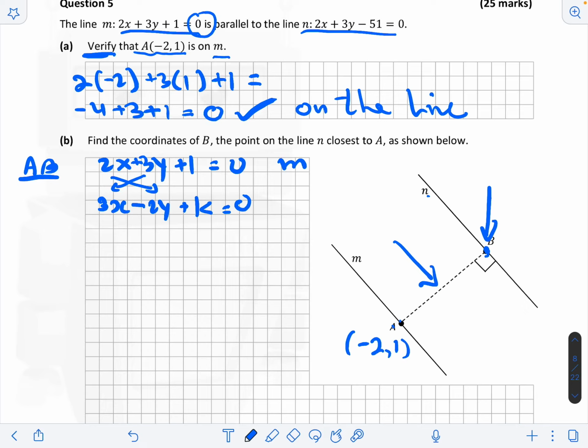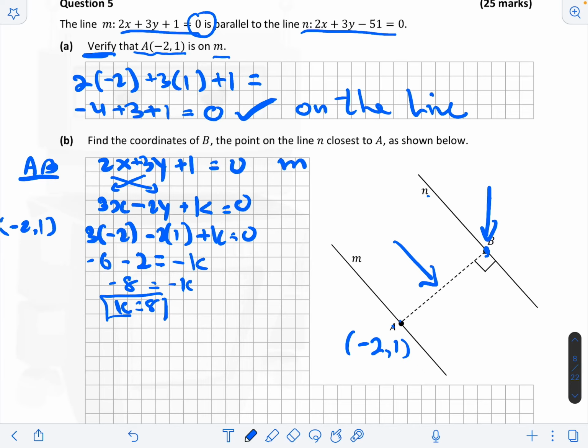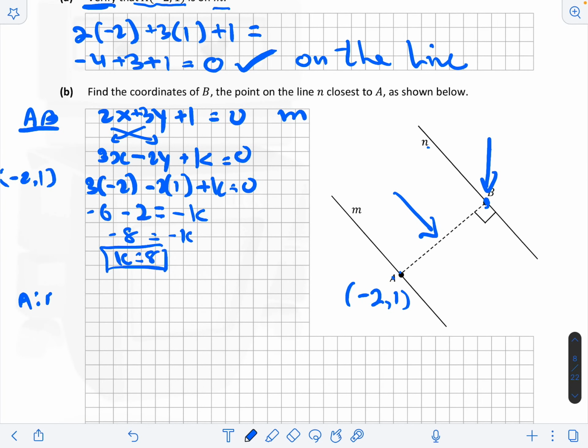I need to find that k, but I know that the point (-2, 1) is on that line, so I sub it in. I'm subbing in the point (-2, 1) into this equation to get my k. So -6 minus 2 equals minus k. I get -8 equals -k, so k is 8. Once I know k, I know that my line AB is going to be 3x minus 2y plus 8 equals 0.